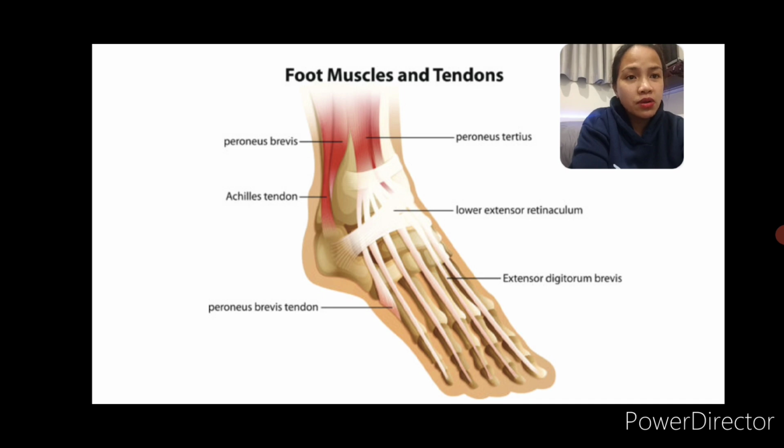Next is the peroneus tertius. What it does is eversion and dorsiflexion of the foot. Last thing is the extensor digitorum brevis. It extends the digits.